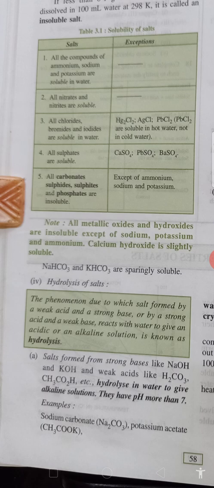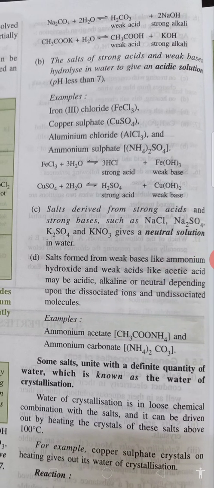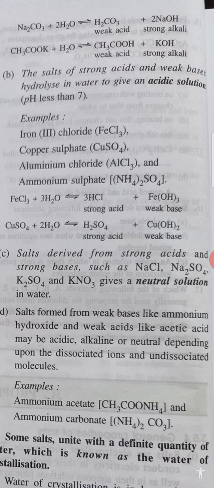For example, children, salts formed from a strong base like NaOH or KOH and weak acids like carbonic acid, acetic acid, when they hydrolyze in water, they give an alkaline solution and they have a pH value of more than 7. For example, sodium carbonate, potassium acetate. If you see, children, sodium carbonate, when it hydrolyzes, it gives you a weak acid, that is carbonic acid, and a strong base. So children, this salt in water is going to show the property of an alkali or of a base.